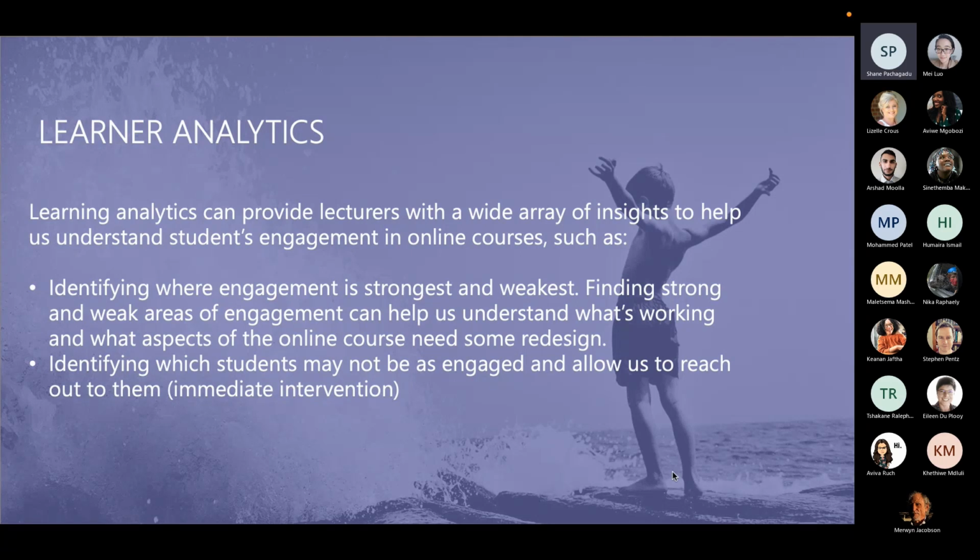So therefore, finding strong and weak areas of engagement can help us understand what is working and what aspects of the course need some redesign. As I said, normally in the face-to-face classroom, we could get feedback from students while they are sitting in front of us and so forth. But in an online environment, that is not so easy. So it also helps us to identify which students may not be engaged and allows us to reach out to them as an immediate intervention, meaning you can do that sooner rather than later.